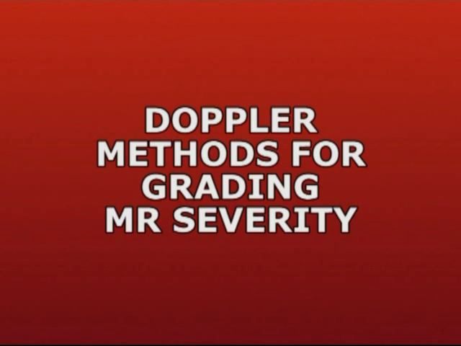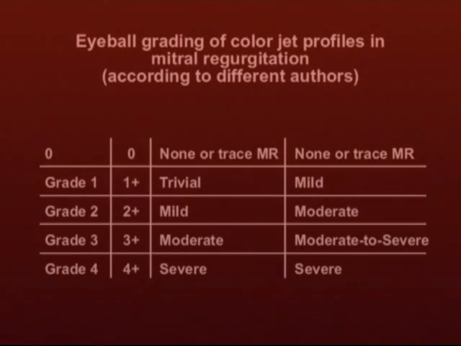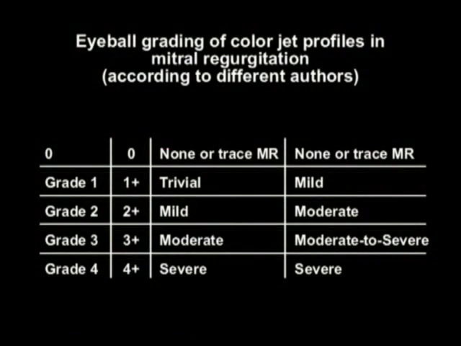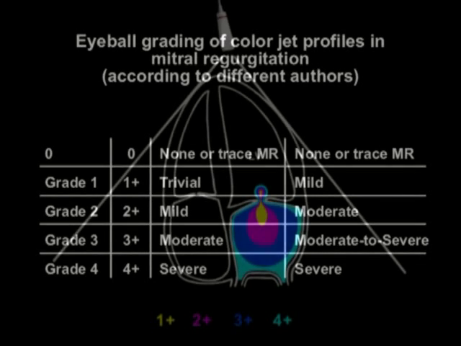Doppler methods for grading MR severity. We advise that a beginner should always try to avoid the use of hyphenated degrees of mitral regurgitation, such as mild-moderate or moderate-severe.